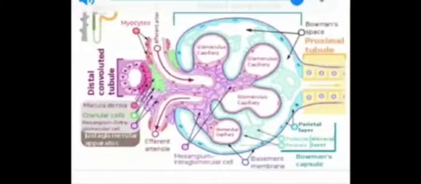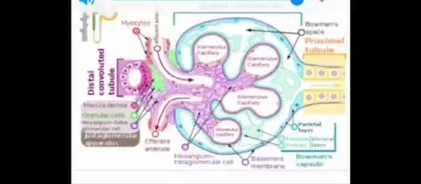Here is also the structure of glomerulus, showing also the proximal tubule and the distal convoluted tubule. The blood capillaries, the parietal layer of the Bowman capsule, the inner visceral layer showing the podocyte and the pedicel, the basement membrane, and the capillary known as the glomerulus capillary.